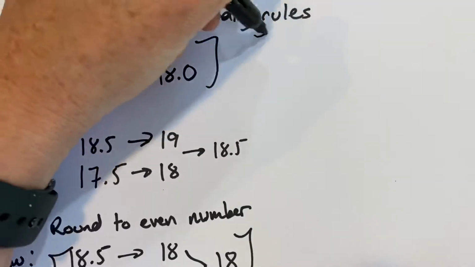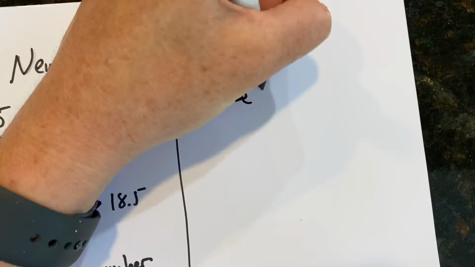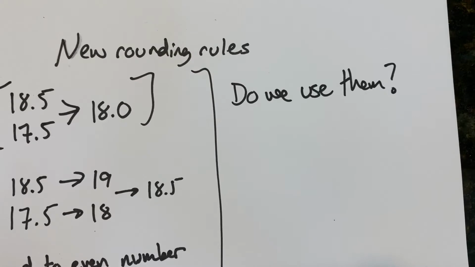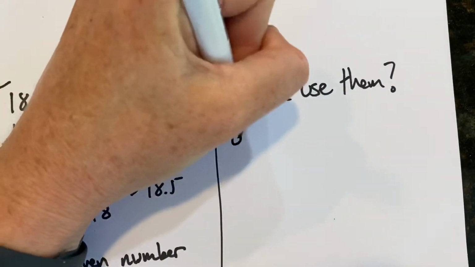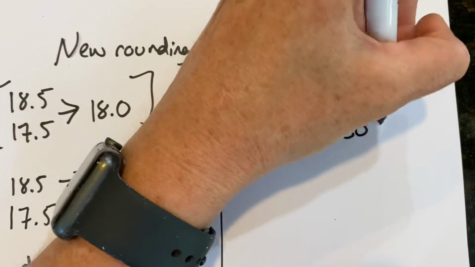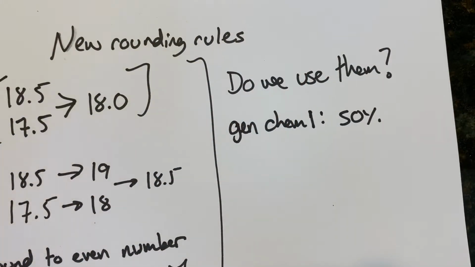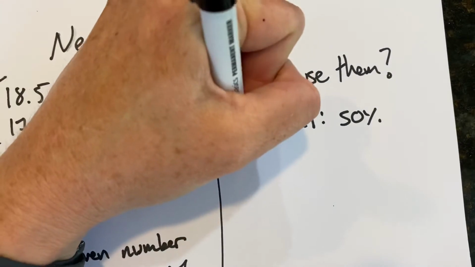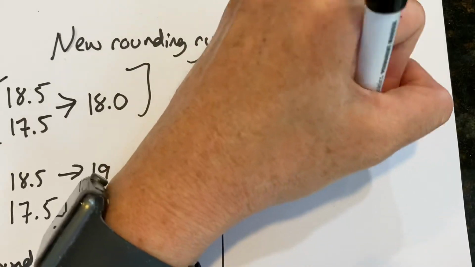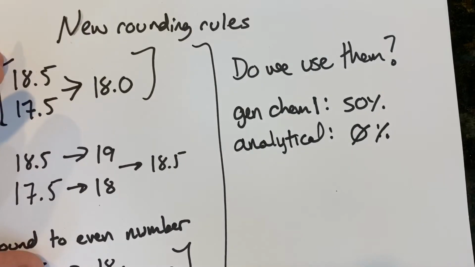All right, so that's cool, but do we use them? Here's a really frustrating part. Let me give you an example. Gen Chem 1, probably about 50% of professors use them. And this is all across the nation. This isn't just your university. This isn't a new issue. And in analytical, almost 0% use them because the main analytical book actually uses the old rounding rules.